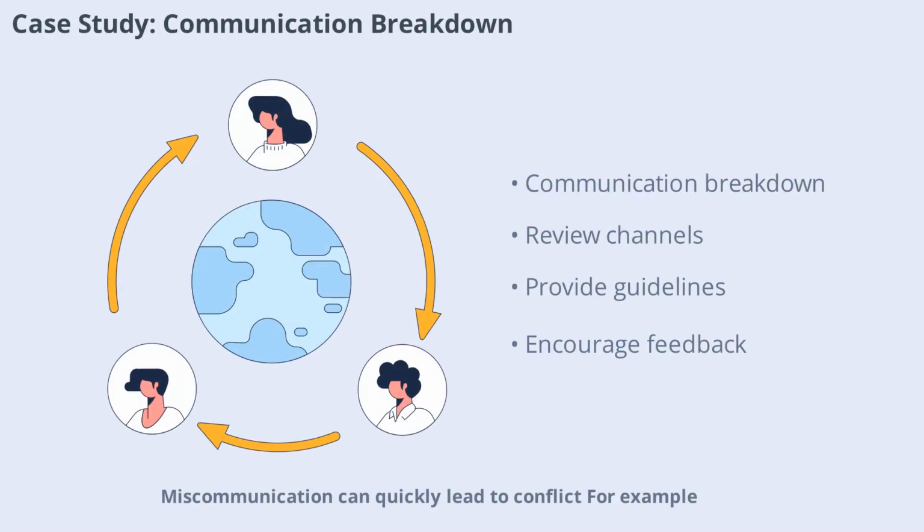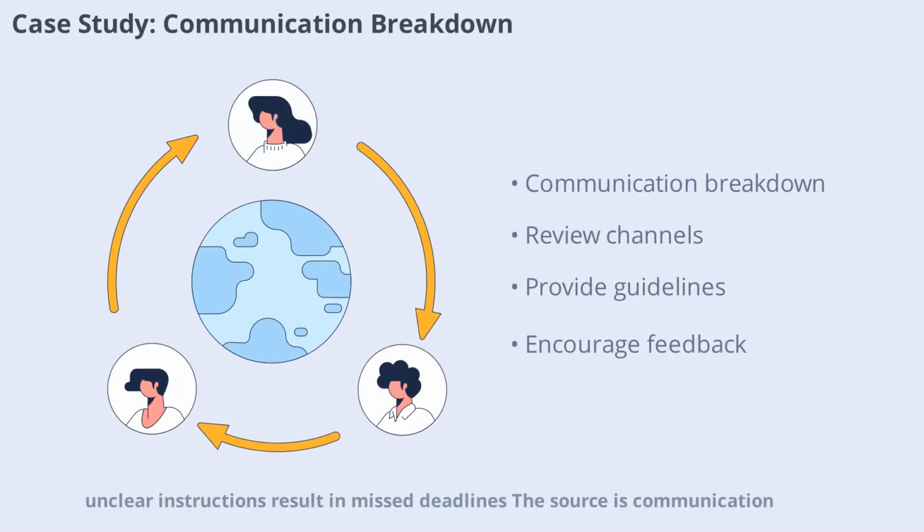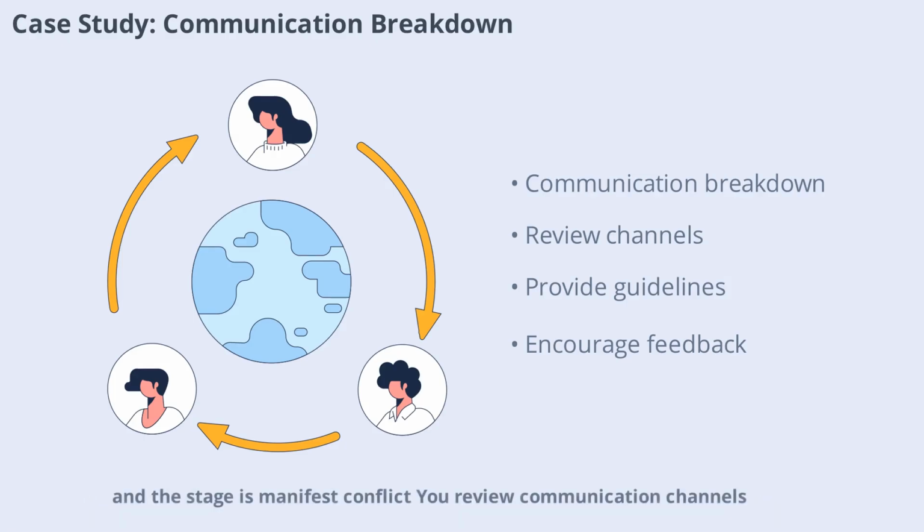Miscommunication can quickly lead to conflict. For example, unclear instructions result in missed deadlines. The source is communication, and the stage is manifest conflict. You review communication channels, provide clear guidelines, and encourage feedback. Improved communication reduces misunderstandings and future conflicts.